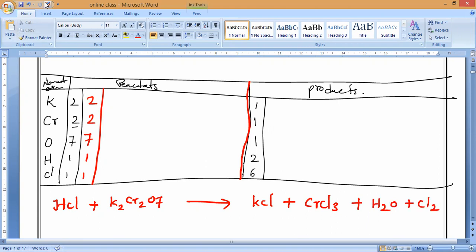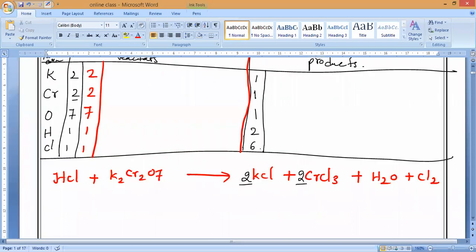Now I am trying to balance. Let us take two elements at a time. Potassium 2 is there, here 1 is there, so 1 becomes 2; I need to multiply with 2. Same way, chromium here 2, here 1, so I need to multiply with 2. But don't take oxygen, because here 7 and here 1, so we cannot do it. Understand everyone?